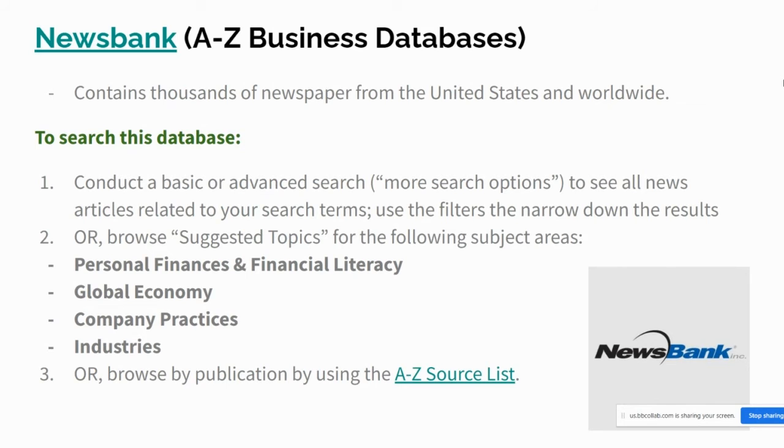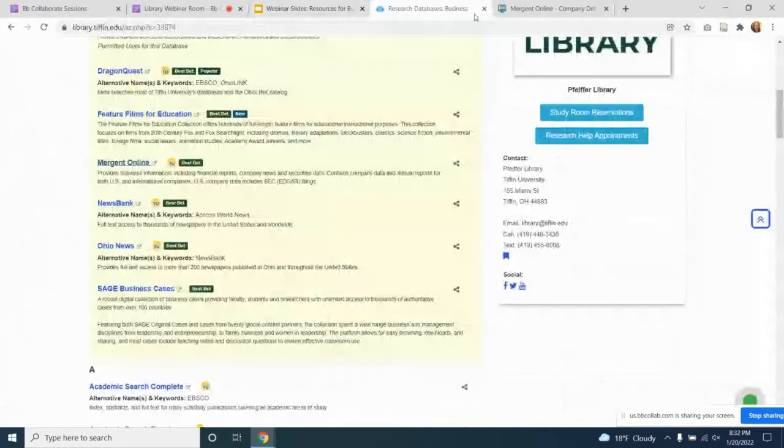You can browse that way, or you can browse by publication if you want to look for a specific publication by using the A to Z list on the database homepage. So there's a bunch of different ways you can search this one. I'm going to go back to our database list. Newsbank is located right under Mergent.